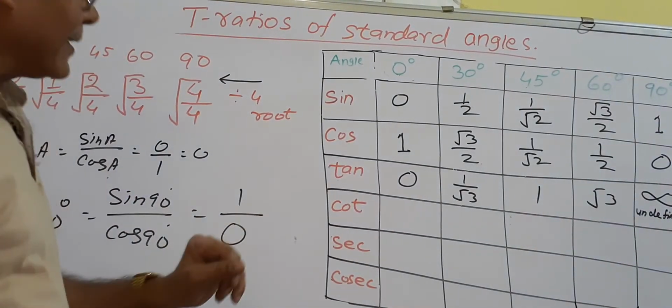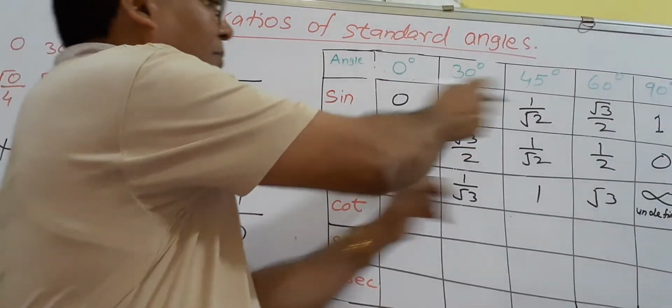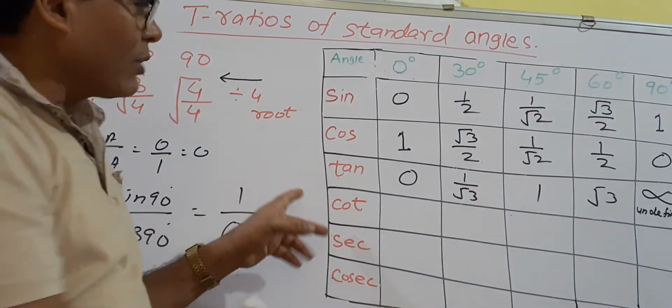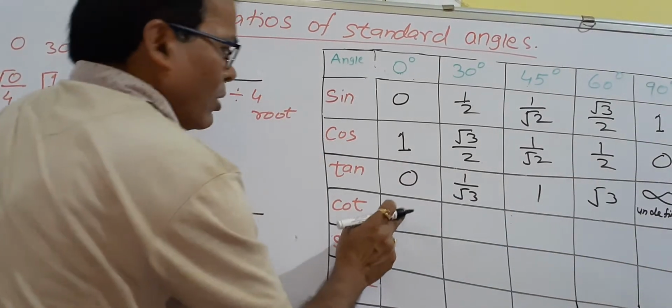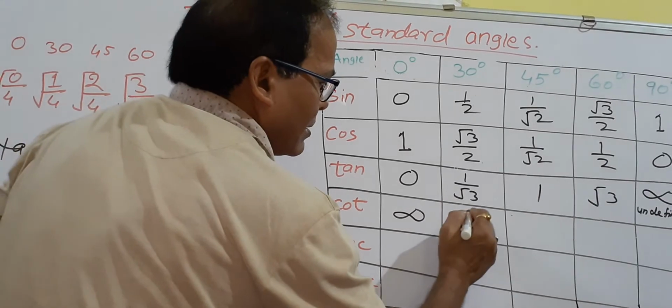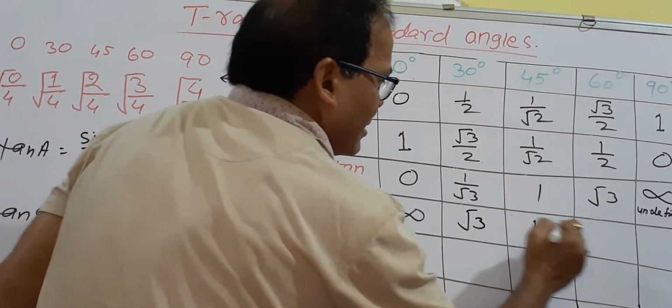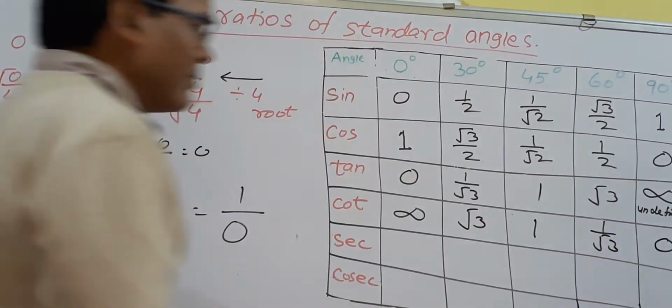Now cot. As you know, sine and cos are reciprocal, reverse to each other. Like that, tan and cot are also reverse to each other. So whichever one is last for tan, cot will be the first. Undefined, root 3, 1, 1 by root 3 and 0.